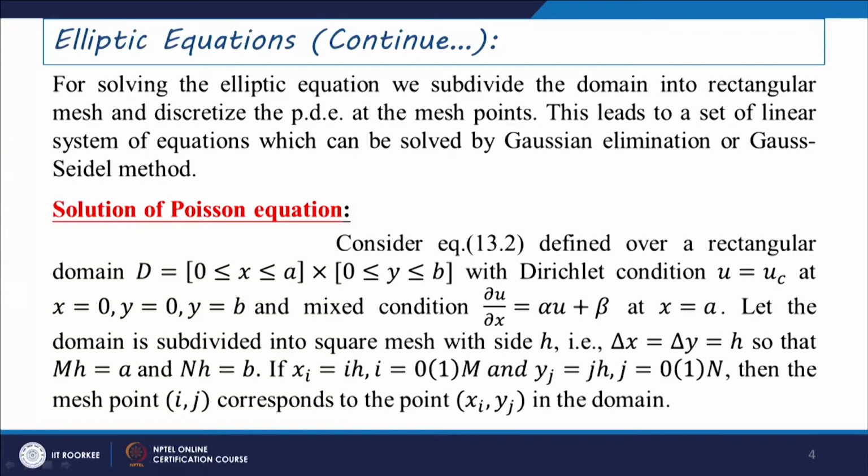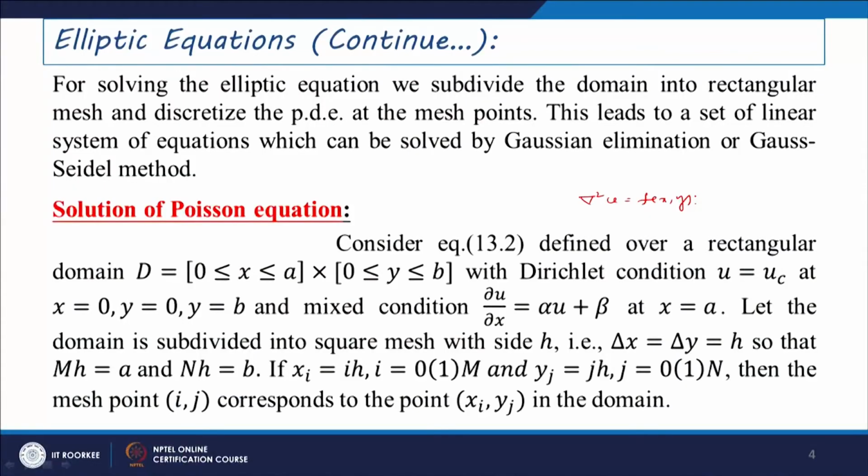If we go for the solution of a Poisson equation, consider the equation written as equation 13.2, in the form of nabla square u equals f of x y, which should be defined over a rectangular domain D, where D is bounded between x from 0 to a and y from 0 to b, with the Dirichlet condition u equals uc. In the case of the Dirichlet condition, we have to prescribe u as particular values at x equals 0, y equals 0, y equals b, and the mixed derivative condition, that is del u by del x equals alpha u plus beta at x equals a.